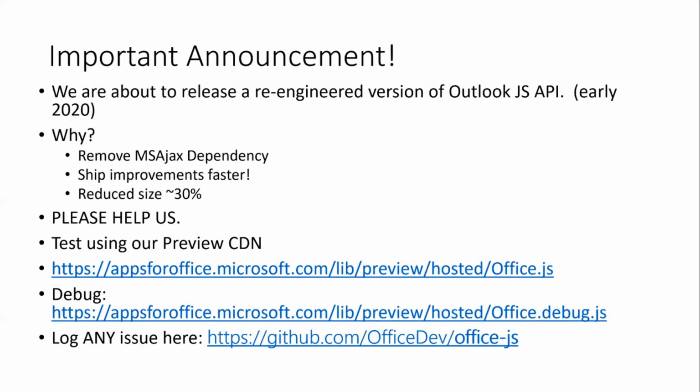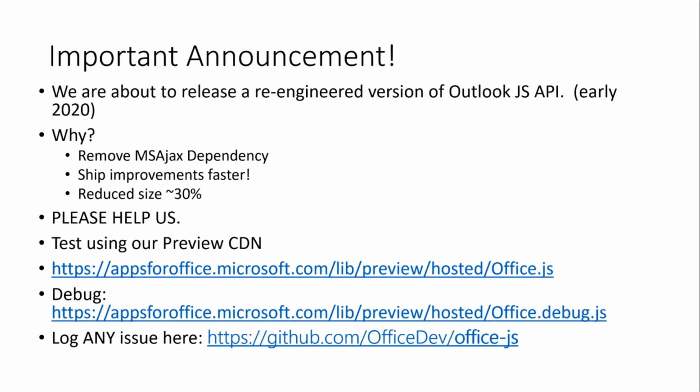So the team has been working in the last couple of quarters on re-engineering the Outlook JavaScript API. The reason we're doing this is because we are removing the MSIX dependency, and also we'll have additional benefits like being able to ship improvements faster and reducing the size of the API by around 30%, which means it's going to load faster and your add-in is going to be faster, which is great.